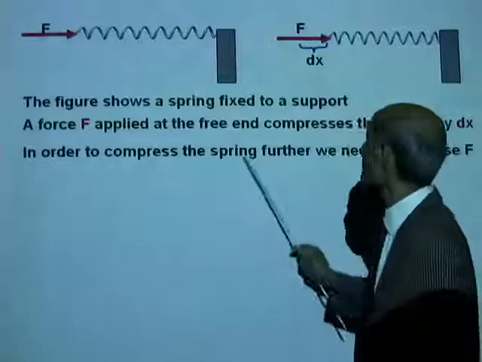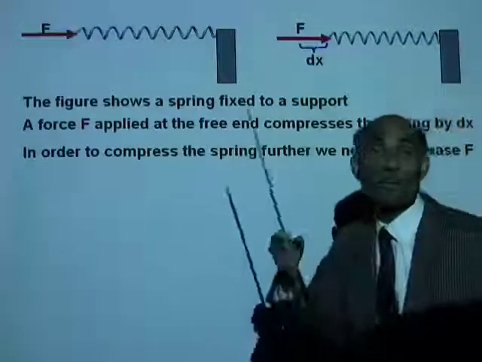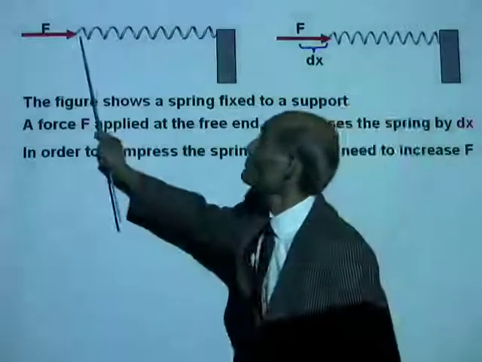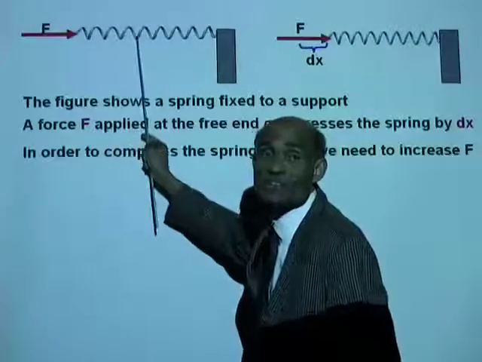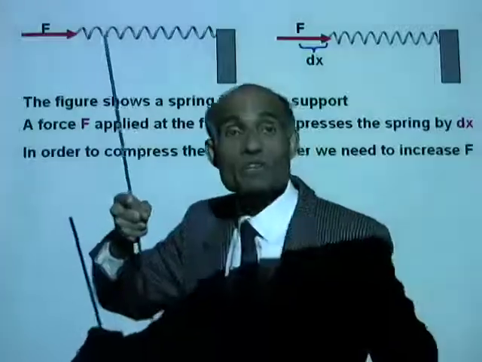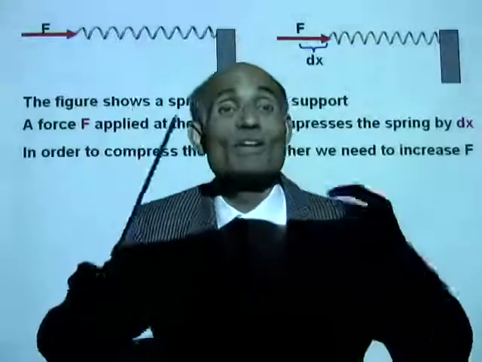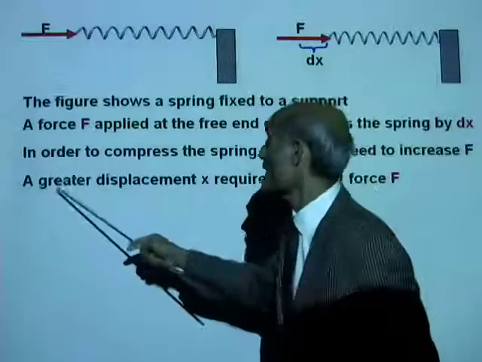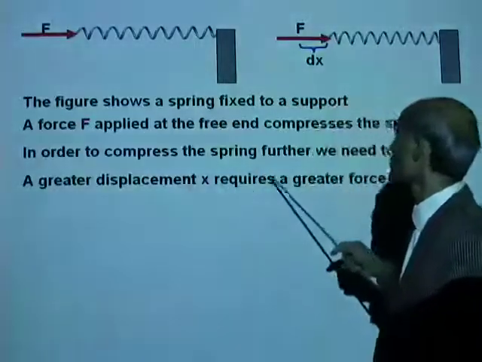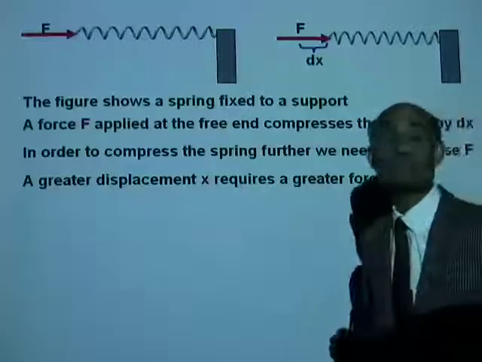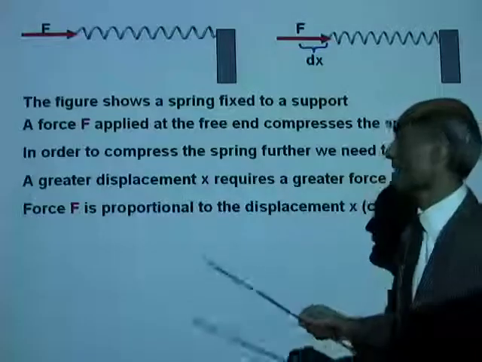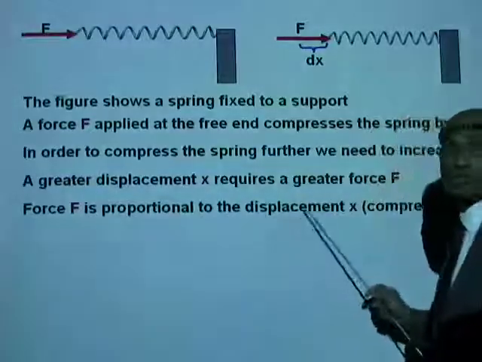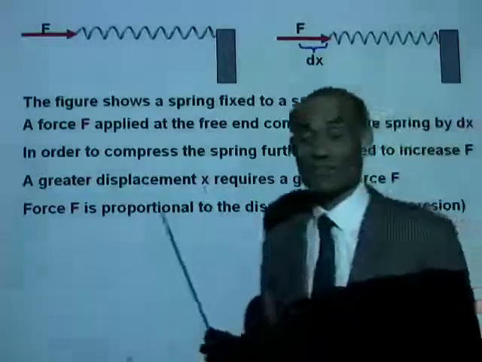Now, in order to compress the spring further, we need to actually increase the force. That means as the compression increases, the force needed to compress it further needs to be greater. Now, how do you write that? A greater displacement x requires a greater force F. And that means we say the force F is proportional to the displacement x.